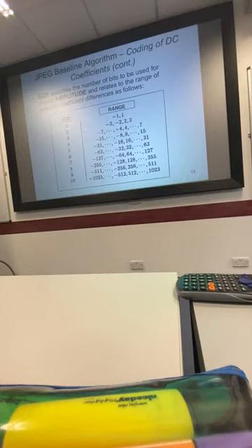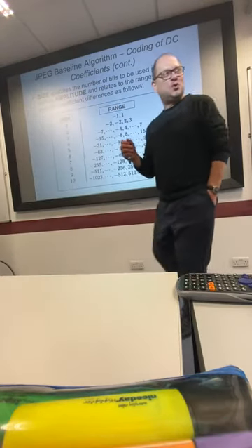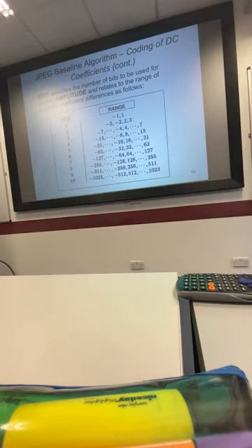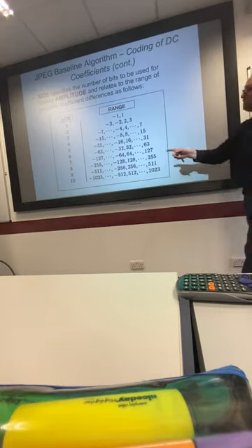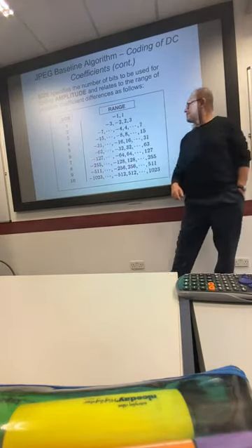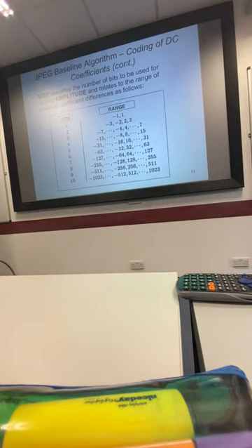2 bits, because we have 4 values. How many values we need to code? Who looks very sleepy? Nobody looks sleepy, everybody looks attentive now, very good. How many bits we need to code size 4? 4 bits, because we have 16 values.